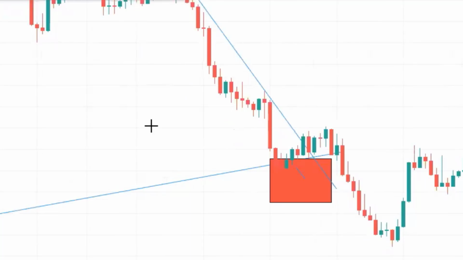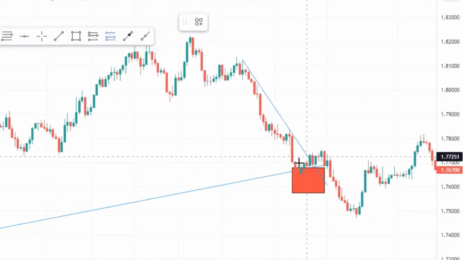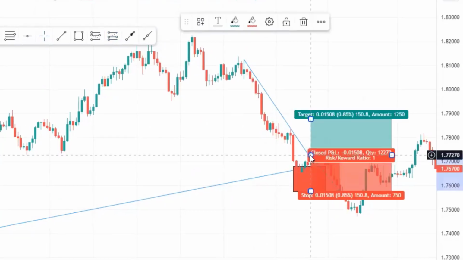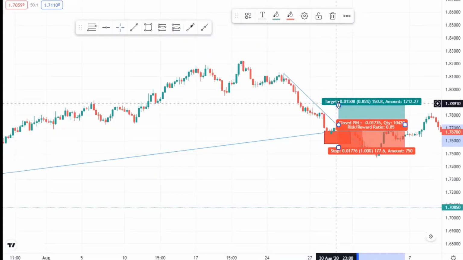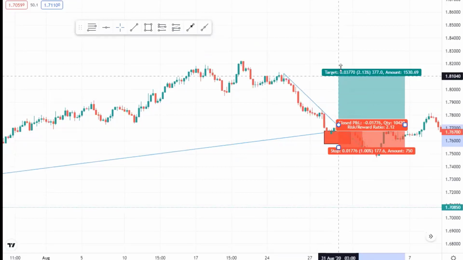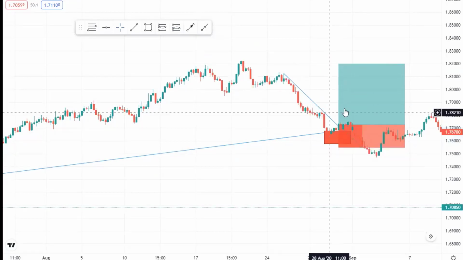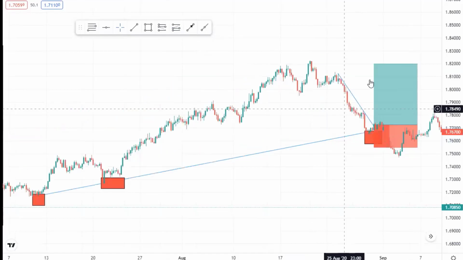So how the trade would have gone is this way. I would have immediately taken this trade from here, with the stop loss somewhere here, and of course my take profit will definitely have to be here or here, which is 1 to 2 risk to reward.